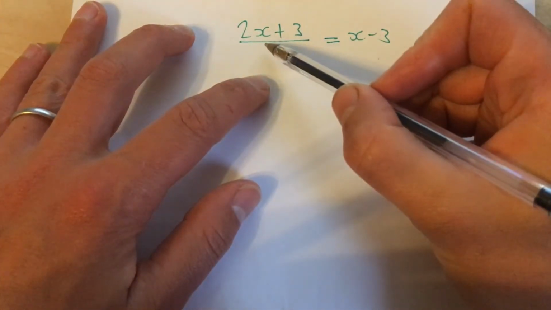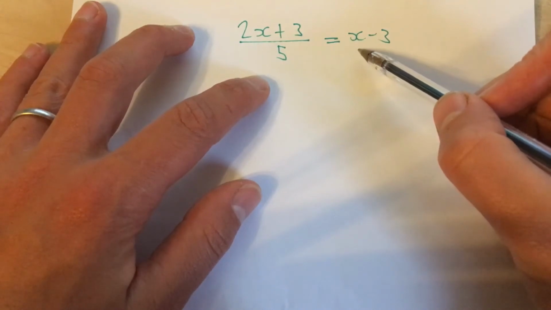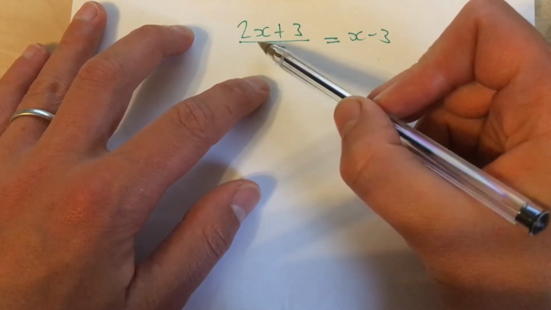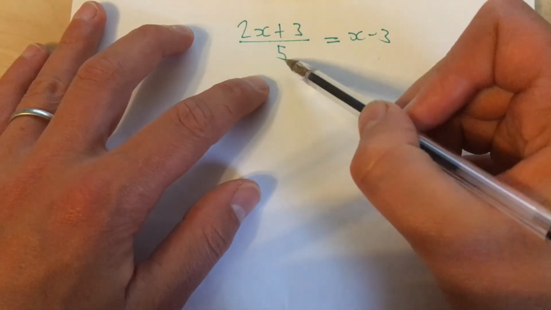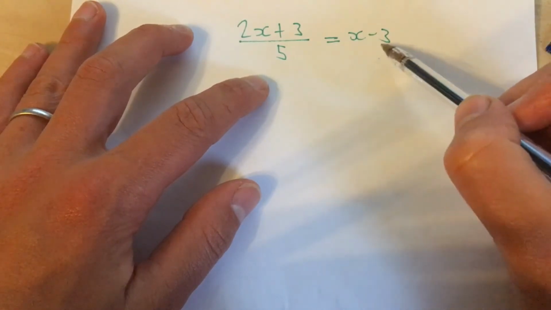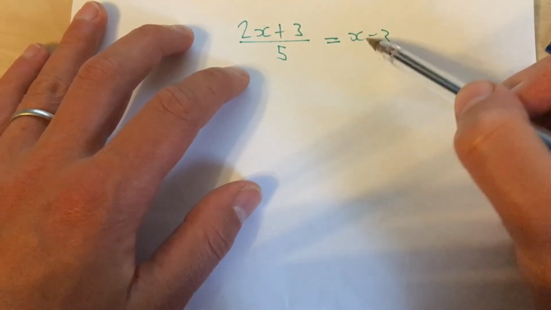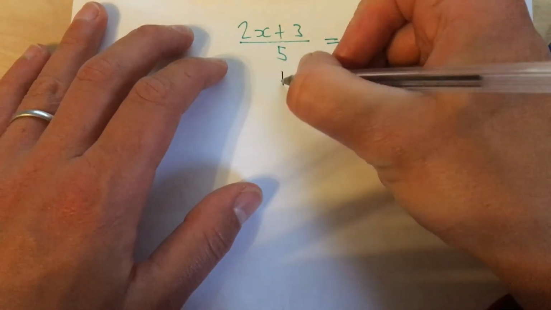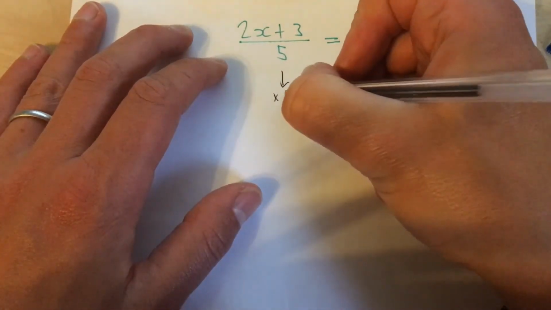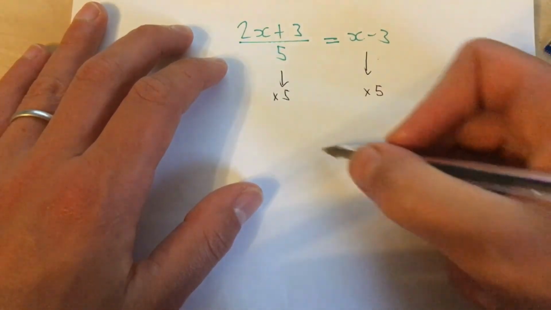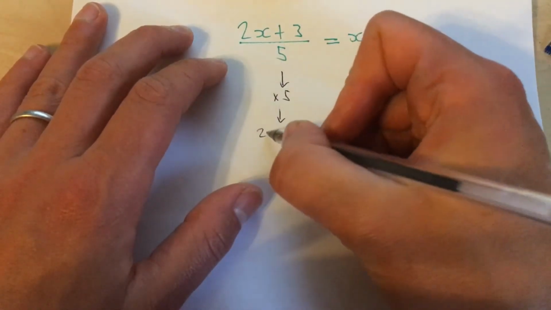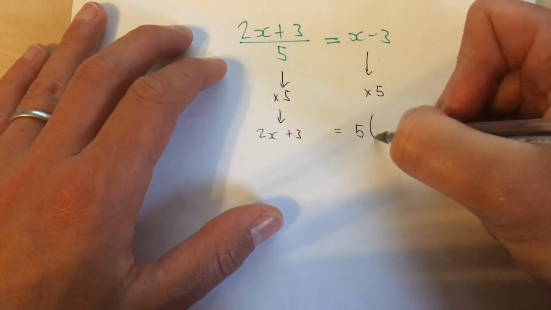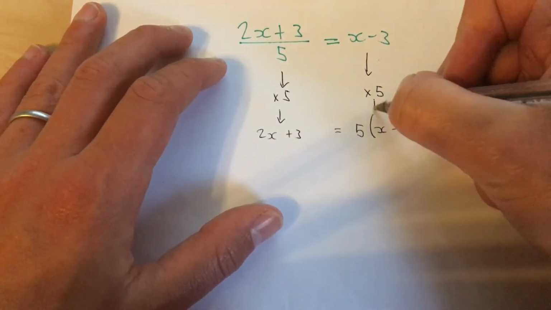Here we have a variable of x on both sides of the equals sign. The left hand side is x multiplied by 2 to get 2x plus 3, and then divide it by 5, and it equals the value of the right hand side. Well, the last thing that I said on the left hand side was divide by 5. So the first thing that I'm going to do is multiply both sides by 5. So on the left hand side I get 2x plus 3, and on the right hand side I get 5 lots of x minus 3.